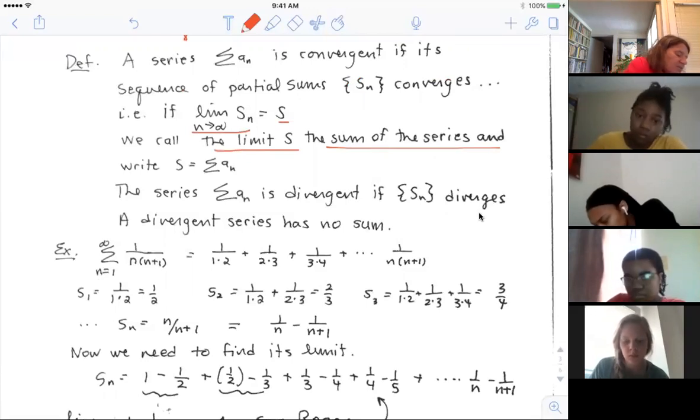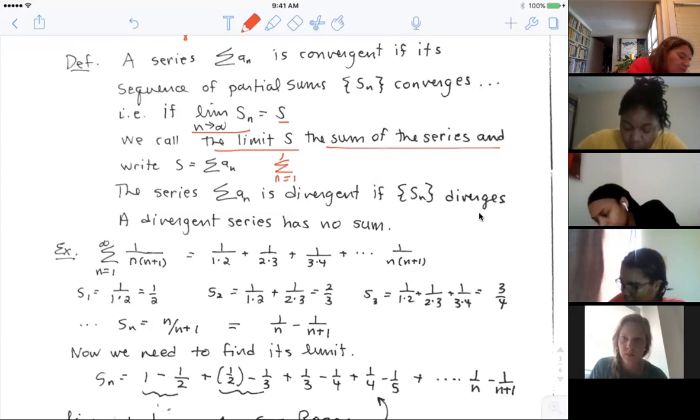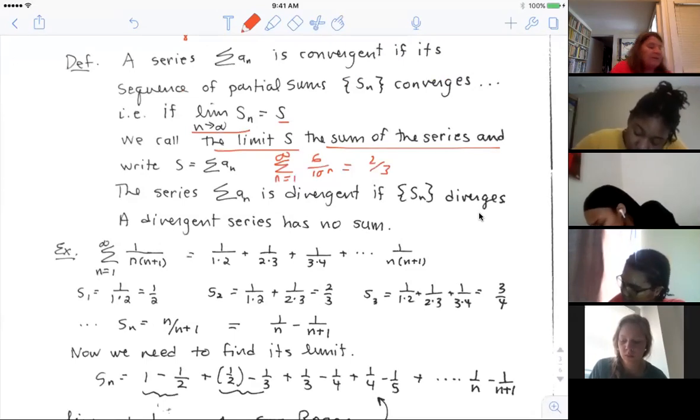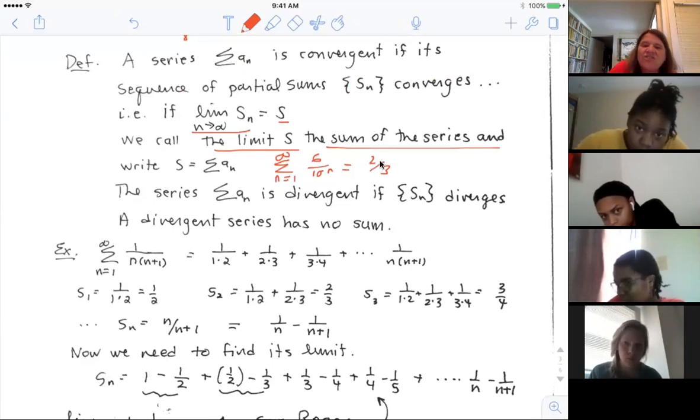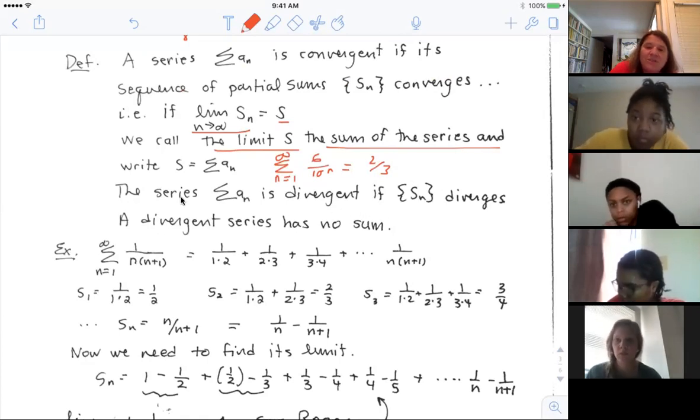We write the sum is equal to the sum from n equal 1 to infinity. So for instance, in the one we had that looked like this, the sum from n equal 1 to infinity of 6 over 10 to the nth is 2/3. We need to nail that down a little more, but that appears to be what that sequence of partial sums is approaching. If a series has no sum, or the limit of the sequence of partial sums doesn't exist, it's called divergent.